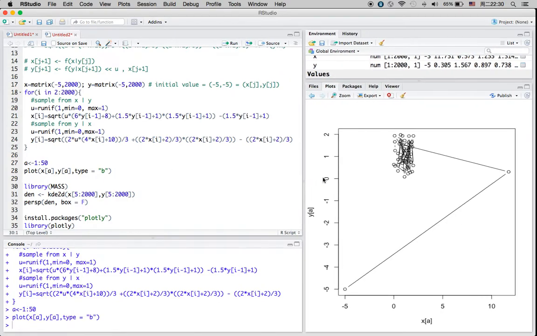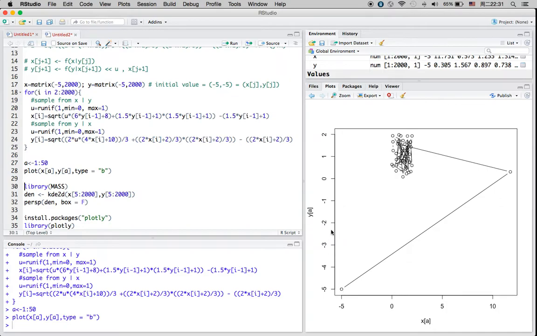Okay, as you can see here, my axes are x and y. I started my initial value from -5, -5 for both x and y, and then you can see that my second sample is already pushing me toward the target distribution. By my third sample, it is already falling into my target distribution. So after three iterations, I'm already hitting my target distribution.